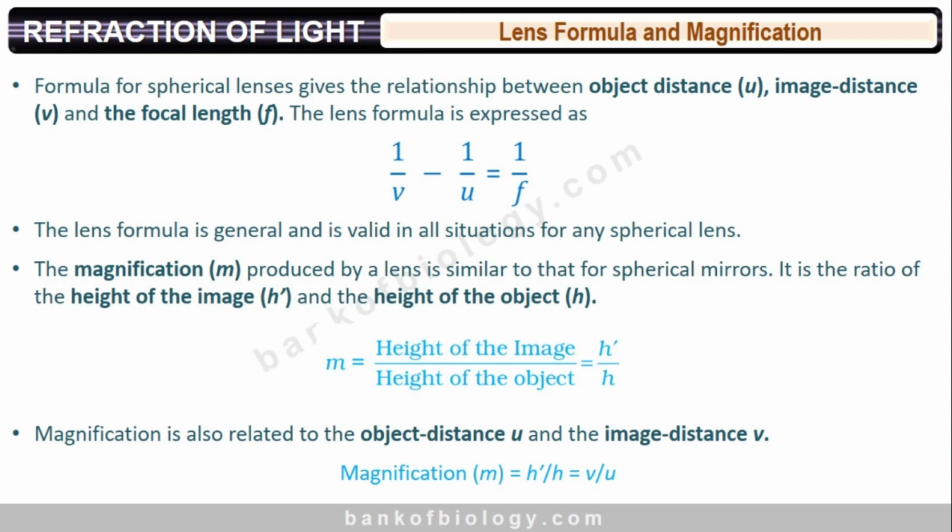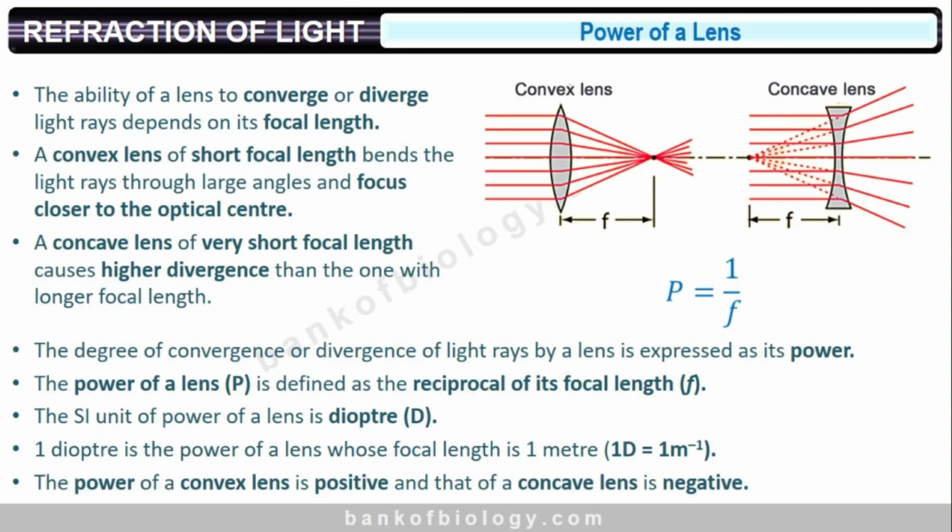The magnification m produced by a lens is similar to that of spherical mirrors. It is the ratio of the height of the image h' to the height of the object h. m equals h' by h. Here h' is the height of the image and h is the height of the object. Magnification is also related to the object distance u and the image distance v. Magnification m equals h'/h equals v/u.